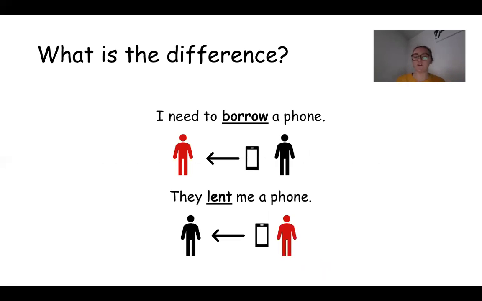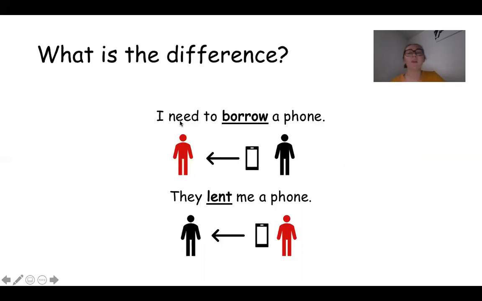So even though what's happening in both of these scenes is the same, somebody is giving something to somebody else. Somebody is getting something from somebody else. But the reason we use different words to describe the action is because borrow is focusing on the person that's taking the thing. And the word lend or lent is about the person that's giving the thing, not taking.